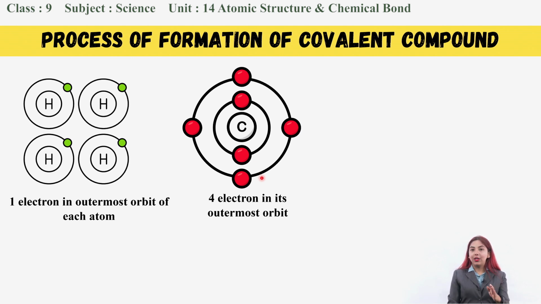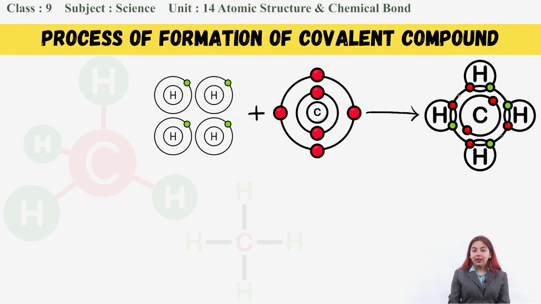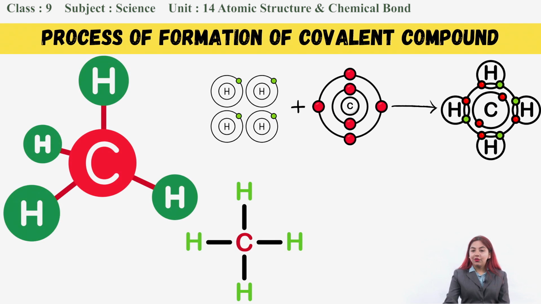So each atom of hydrogen shares its outermost electron with an electron present in the outermost shell of the carbon atom to form methane. Here you can see each hydrogen atom has reached the duplet state and the carbon has also reached the octet state. Now in this way, since each hydrogen atom shares 1 single pair of electrons with carbon, it is represented by a single straight line between each element. Hence, it is a single covalent bond between each of the atoms. So this is how the covalent compound methane is formed.